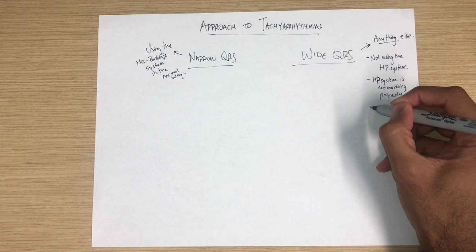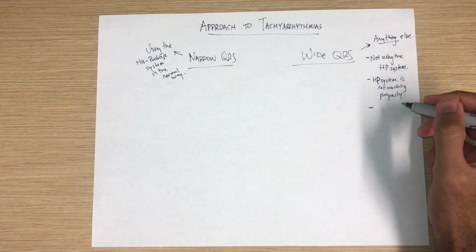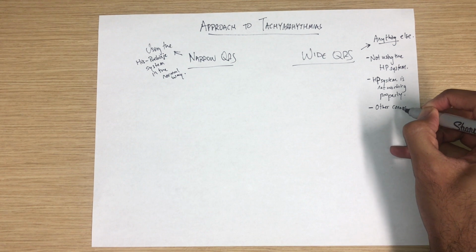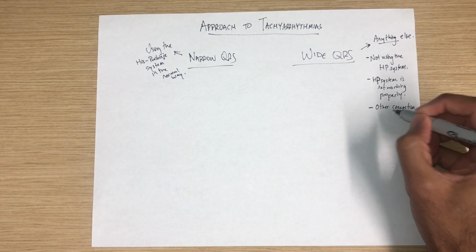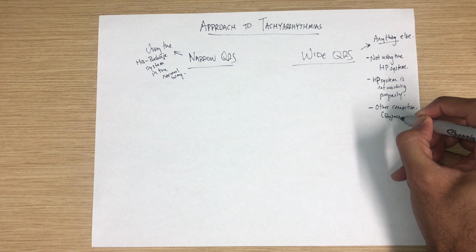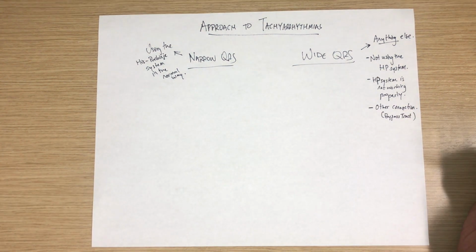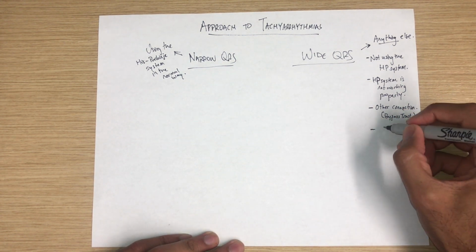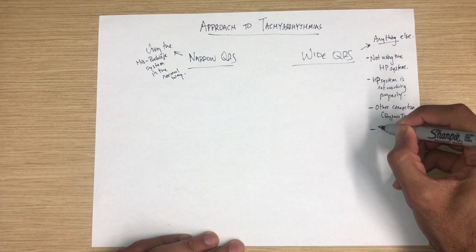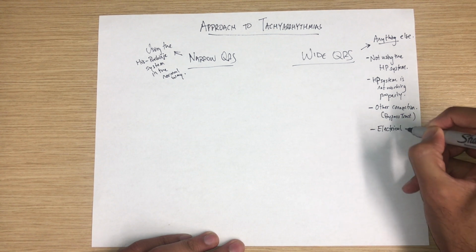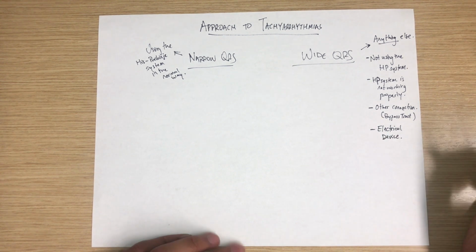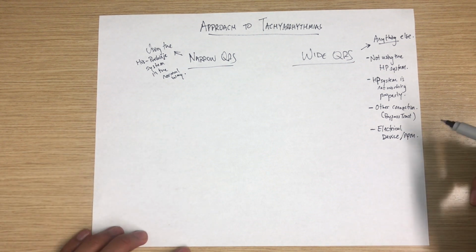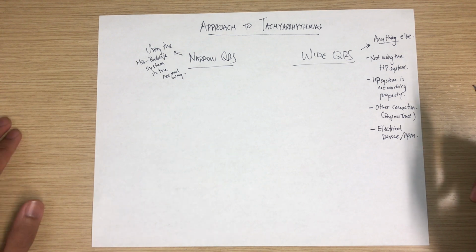Another possibility is that there's some other connection that exists between the atria and the ventricles, and that would be a bypass tract, for example, Wolff-Parkinson-White. And the last common possibility that's seen for a wide QRS is you're not using the His-Purkinje system because you have an electrical device that's delivering the pacing to the ventricle, or a pacemaker. So that's sort of what differentiates narrow QRS from wide QRS.